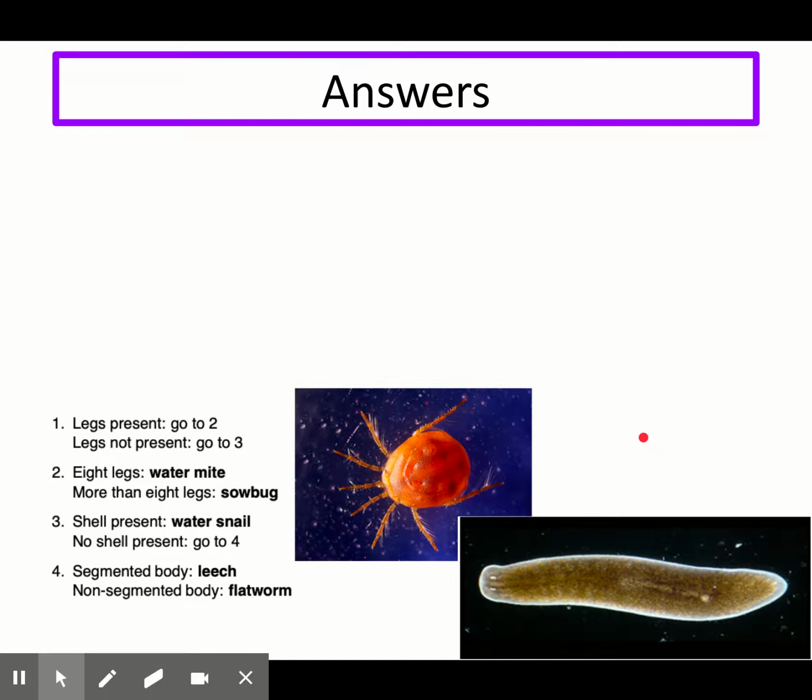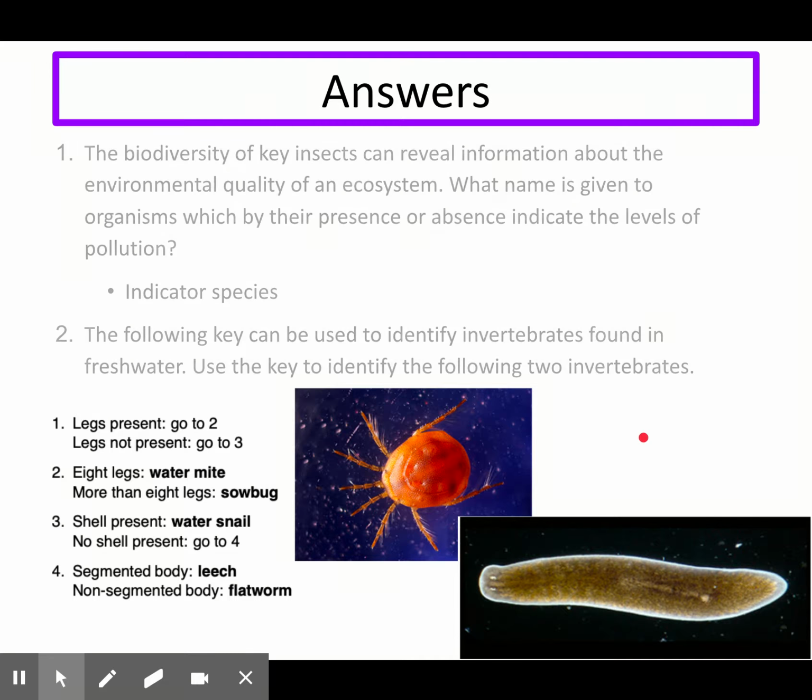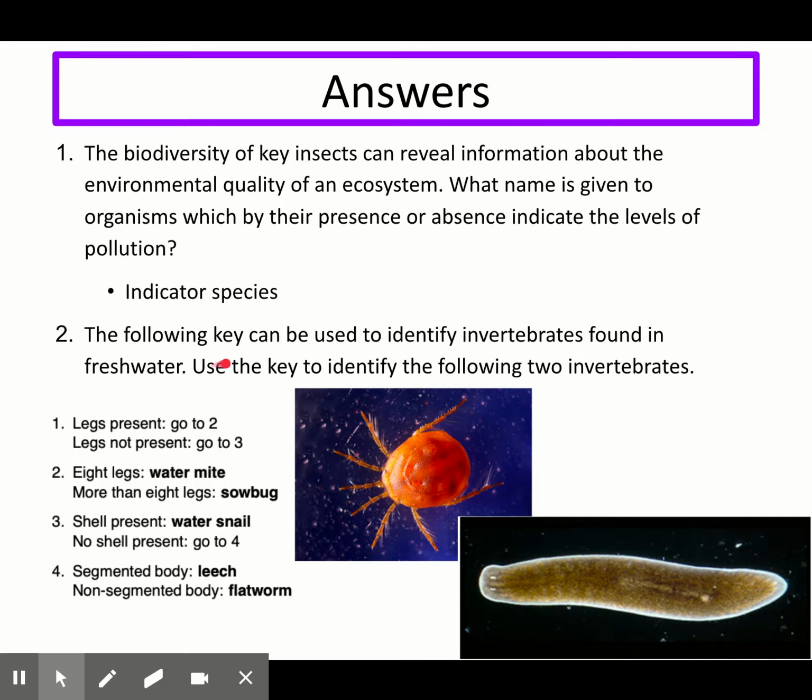Question number 1 asked: the biodiversity of key insects can reveal information about the environmental quality of an ecosystem. What name is given to the organisms which, by their presence or absence, indicate the levels of pollution? Presence or absence we know as indicator species. The following key can be used to identify invertebrates found in fresh water. Use the key to identify the following 2 invertebrates.